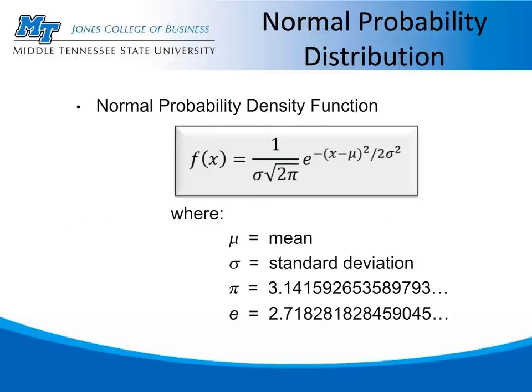Now this is the formula for the normal probability density function, but if you listen really closely, you might be able to hear the bell curve.